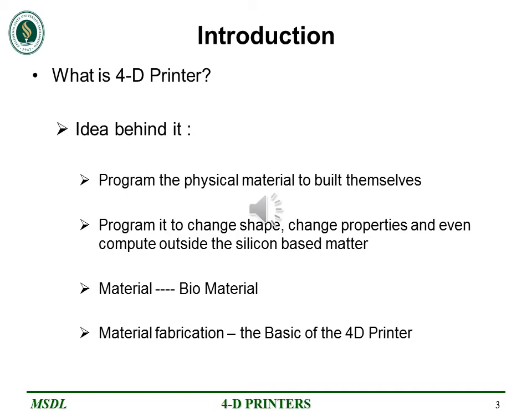The idea behind the 4D printer is to program physical material to build itself. It uses spatial material which can be programmed to change shape, to change properties, and even compute outside silicon-based matter. Yes, outside silicon matter. This is the most attractive part of it. It uses totally new material, a biomaterial developed by scientists specially for 4D printer technology. Thus, material fabrication is the basis of 4D printer technology.